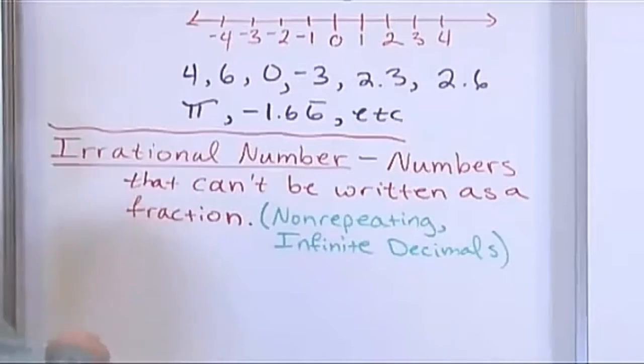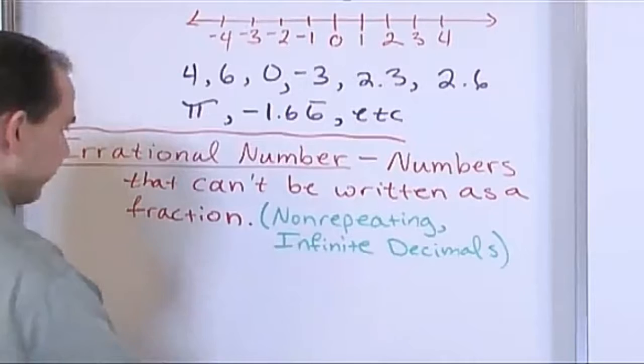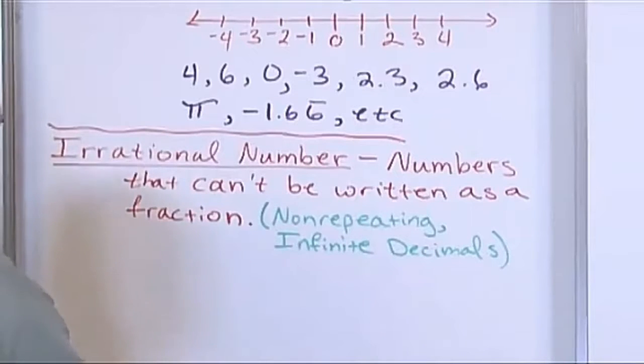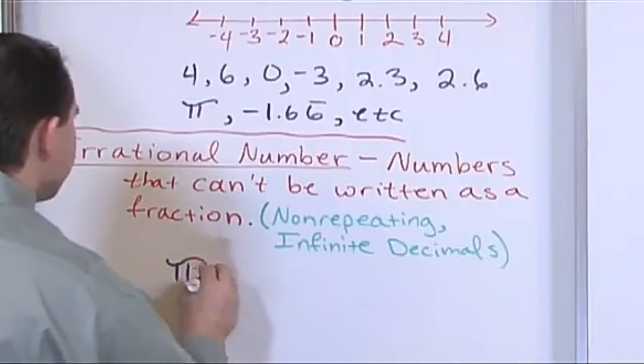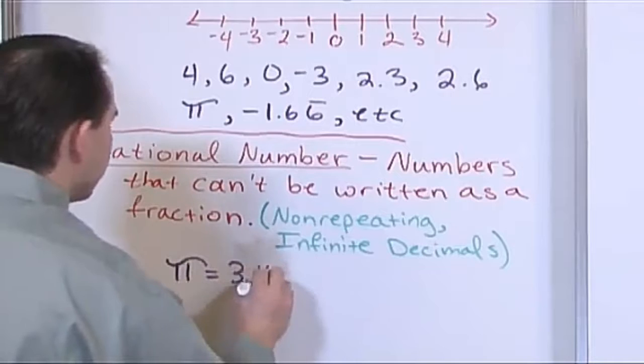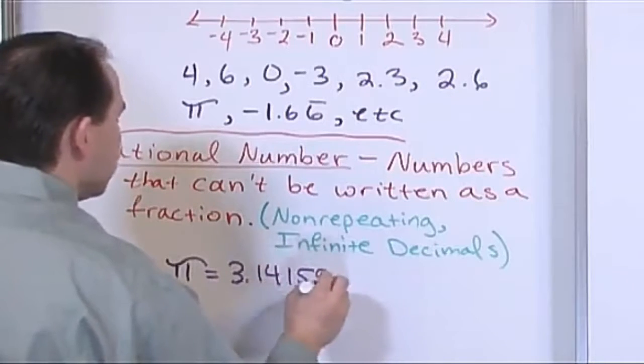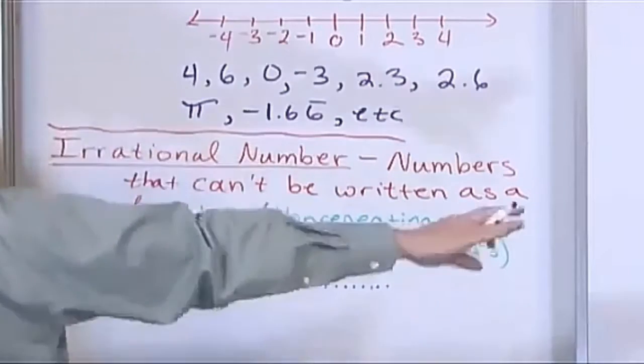All right, so some examples of an irrational number. It's better to sort of just show you by example what they are. Some examples of irrational numbers. They're very simple. They're things like pi. Because pi is equal to 3.14159, blah, blah, blah, and it goes on and on forever.